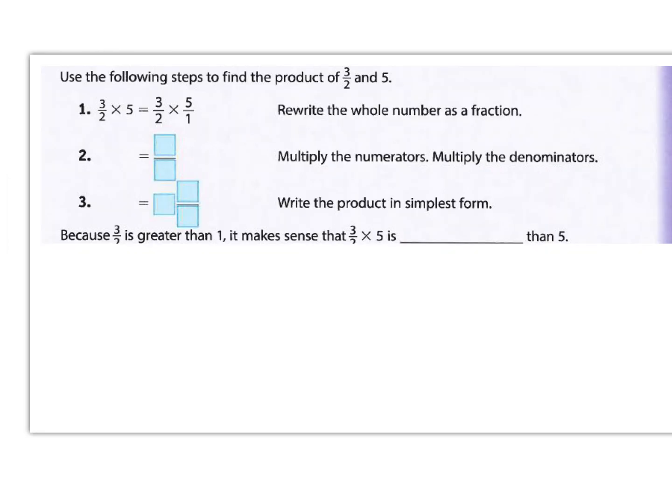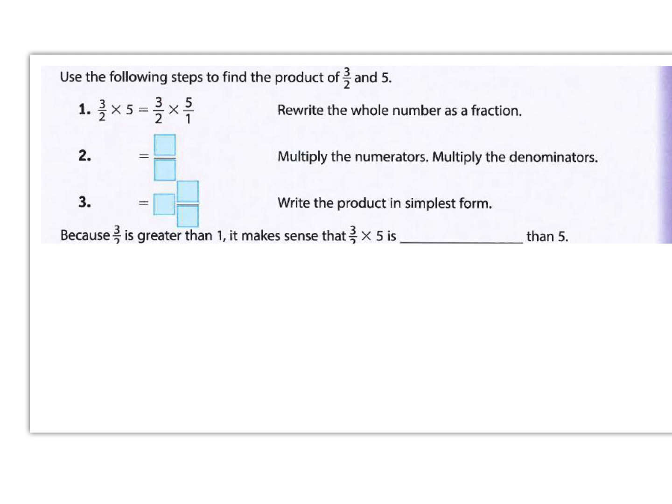Okay, the next part says, use the following steps to find the product, answer to a multiplication problem, of 3 halves and 5. So look here, it says 3 halves times 5. And then you're going to rewrite the whole number as a fraction. So the nice thing that's really easy about whole numbers, we just do 5 over 1 because 5 divided by 1 is 5. So it is the same as this. It just looks like a fraction.